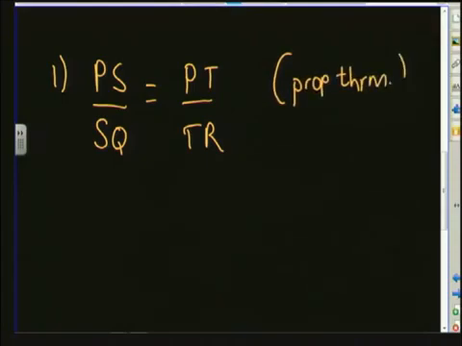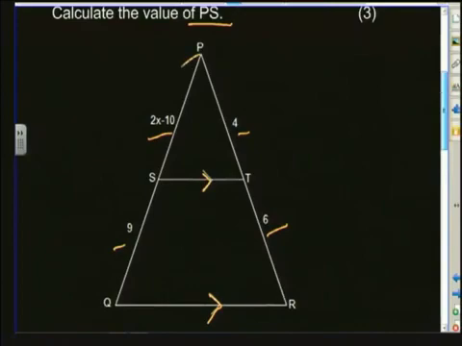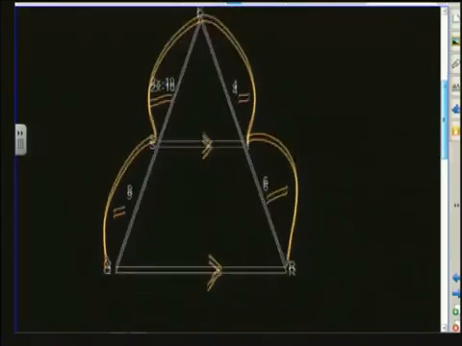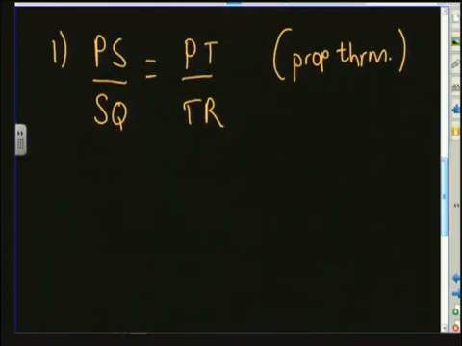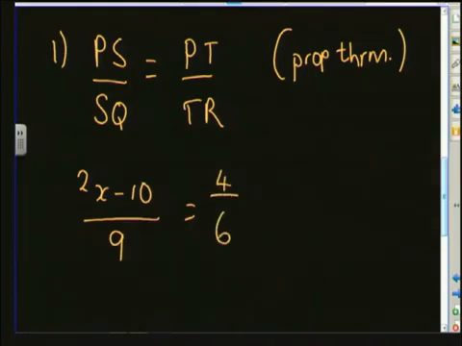Or if you want to, you can name the parallel sides. So going to the diagram, we're saying that PS over SQ is equal to PT over TR, and that's a straightforward application of the proportion theorem. All right, we know that PS is 2x minus 10, so we can put that down. We know that SQ is 9. PT was given as 4 units, and TR was given as 6 units. And now you simply have a linear equation which you can use cross multiplication in order to solve.